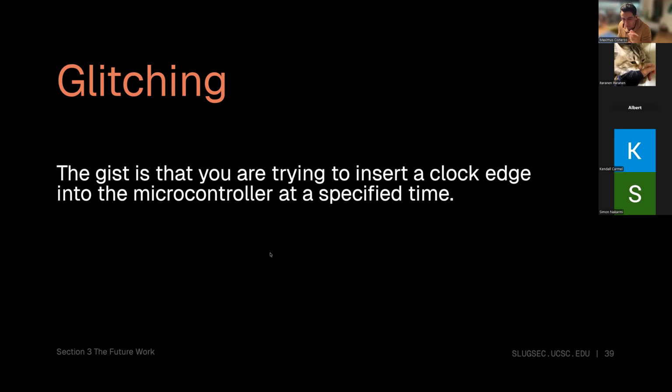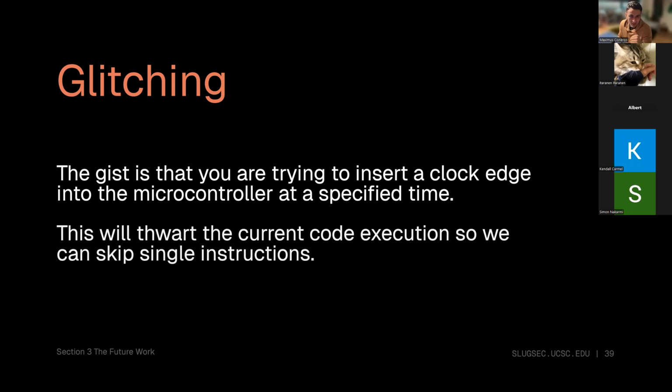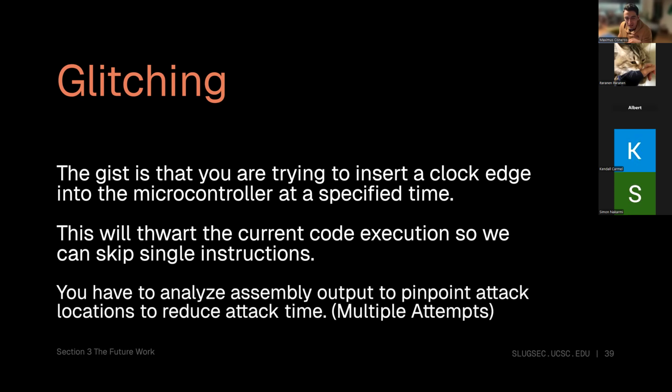So, when it comes to glitching, the gist is that you're trying to insert a clock edge into the microcontroller at a specific time. This will thwart the current code execution so we can skip single instructions. You have to analyze assembly outputs to pinpoint attack locations to reduce the attack time, multiple attempts.